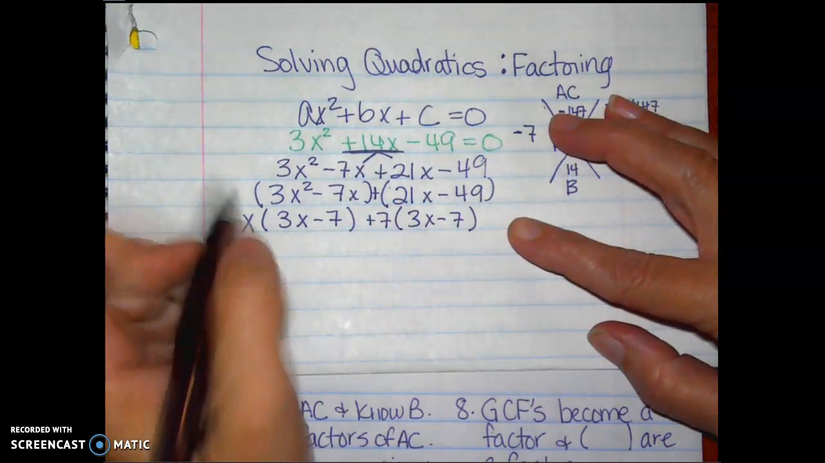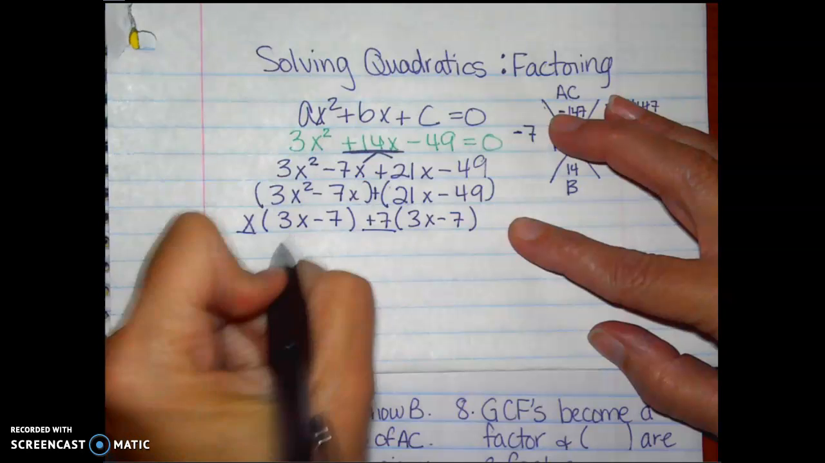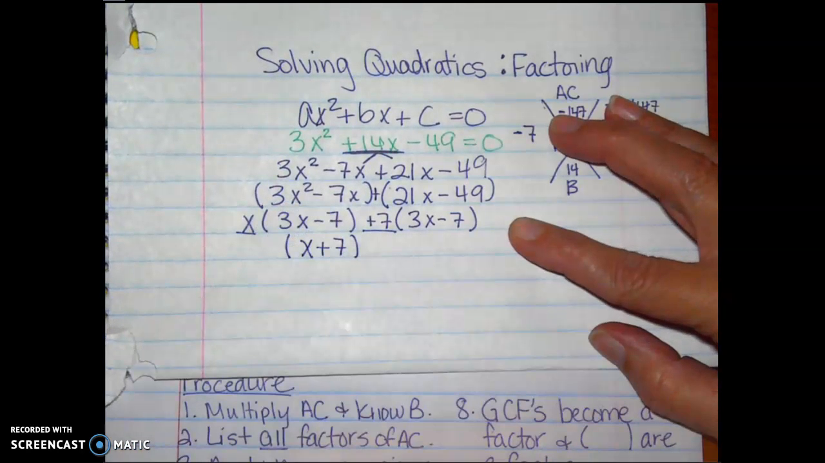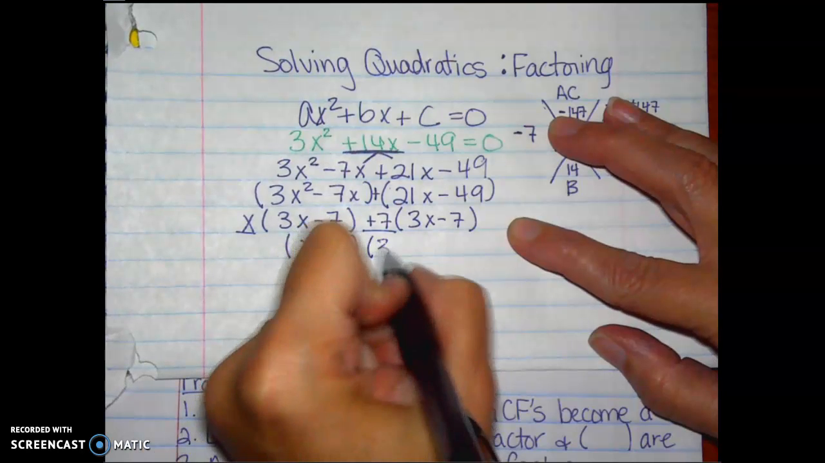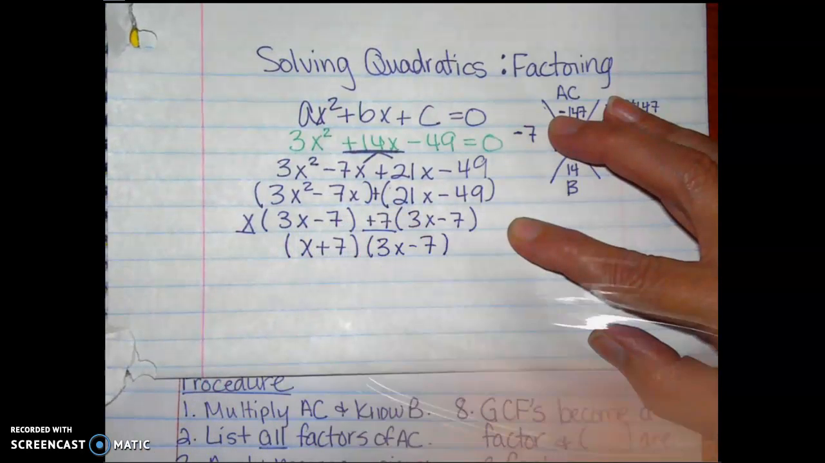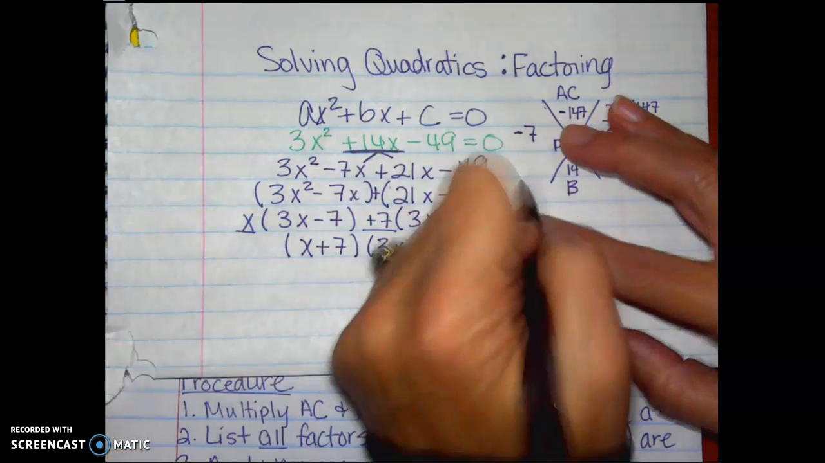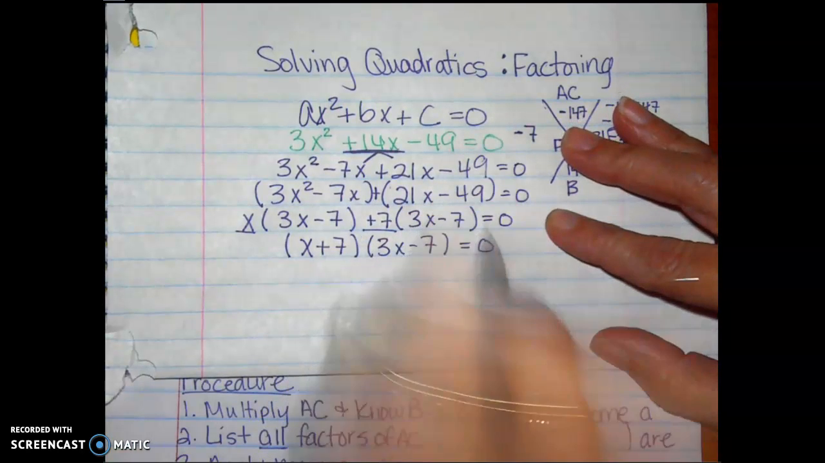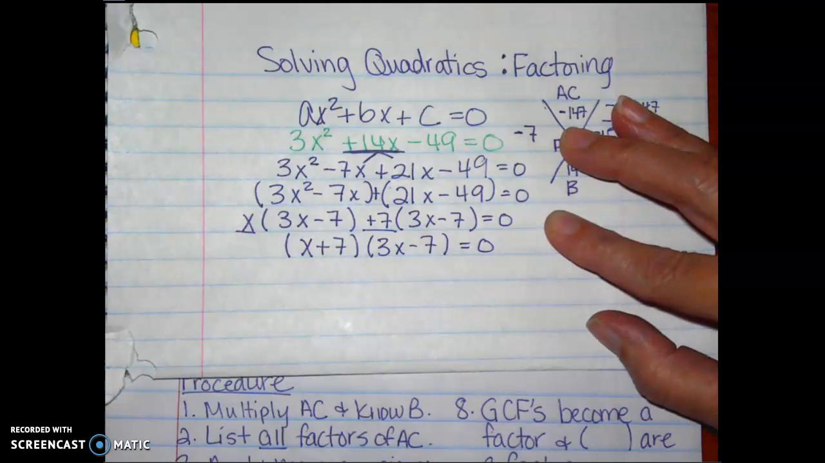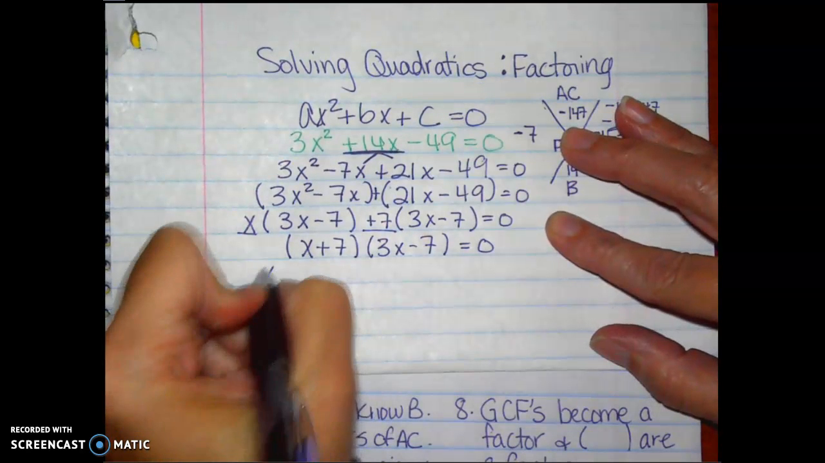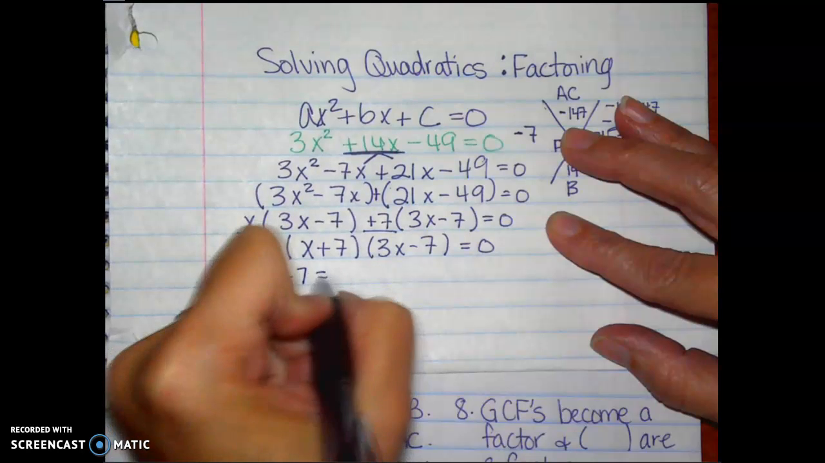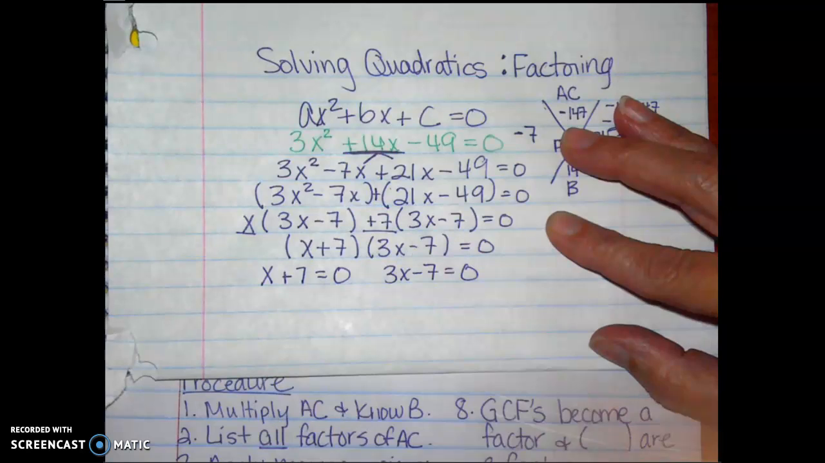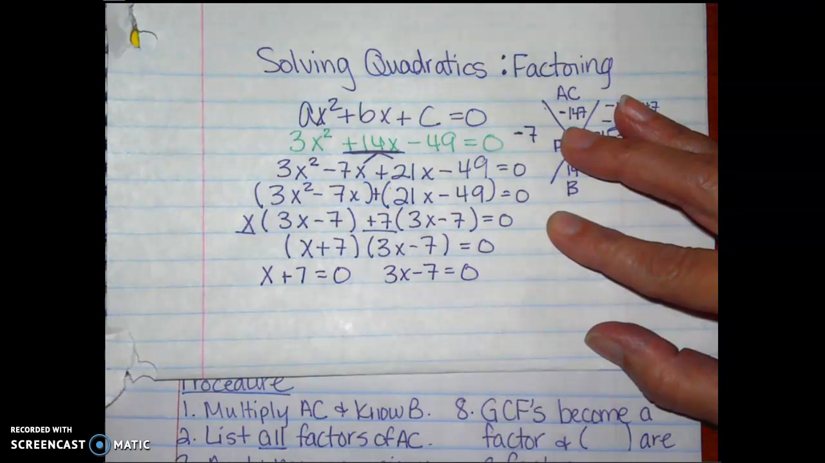Okay, now my GCFs here, the x and 7, they become one of the factors, so I put those in parentheses, x plus 7. And then the one in parentheses, 3x minus 7, is a factor, so that gets written down. And remember, all of this was still equal to 0, and I didn't put that down there, so I'm going to do that now. They're still equal to 0. So our zero product property comes in handy here. It says that one of these factors has to equal 0. So I don't know if it's that one, and I don't know if it's the 3x minus 7. So I'm going to set both of those equal to 0, and now I'm going to solve.